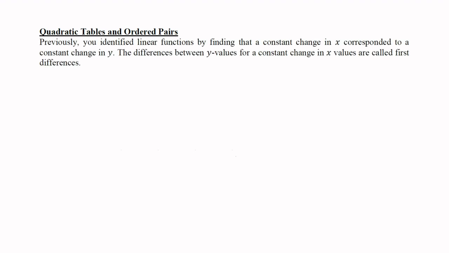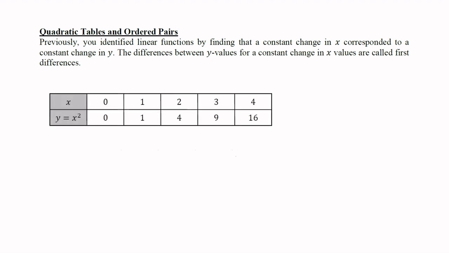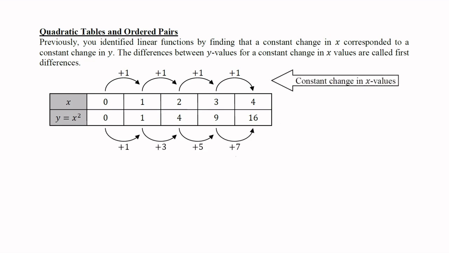Previously, you identified linear functions by finding that a constant change in x corresponded to a constant change in y. The differences between y values for a constant change in x values are also called first differences. So, taking a look at a quadratic relationship, you have constant changes in x, meaning that the x value changes by the same amount each step of the way. But if we look at the first differences, we do not have a constant change. We add 1 the first time, then we add 3, then we add 5, then we add 7.